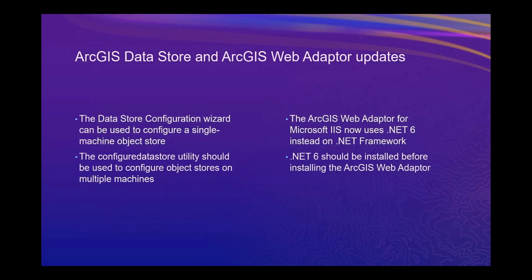Capping this section off, I'd like to briefly talk about ArcGIS Data Store and ArcGIS Web Adapter. The Data Store configuration wizard can be used to configure a single machine object store. An object store is typically used with query features for certain types of data. The configure data utility should be used to configure object stores on multiple machines. And the ArcGIS Web Adapter from Microsoft IIS now uses the new .NET 6 instead of .NET Framework. Before trying to install the Web Adapter at .NET 6, please make sure .NET 6 is installed on the machine that will host ArcGIS Web Adapter.